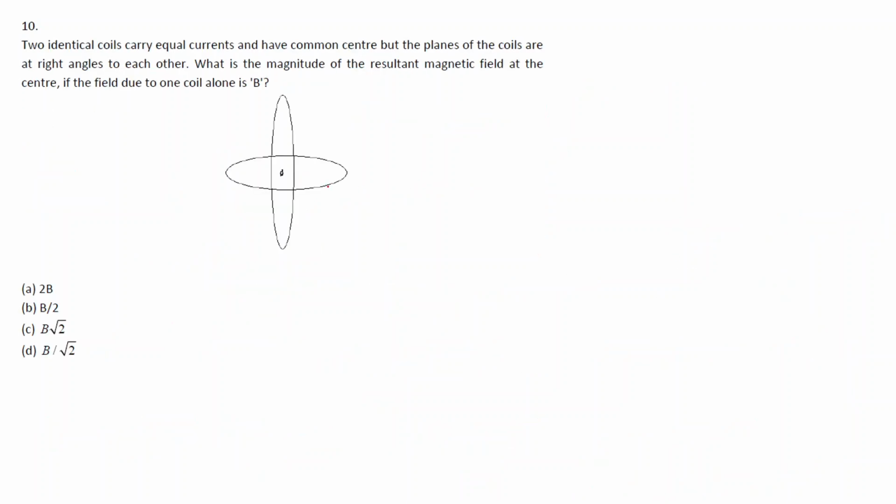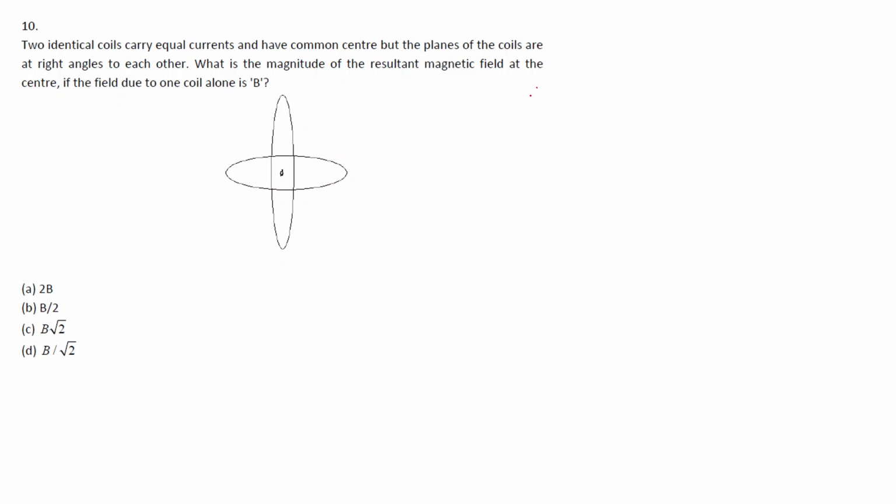Okay, so the next question is about two identical coils. These are the coils which are perpendicular to each other. We can see they are carrying equal current, means they are carrying same current and have common center here, but the planes of the coils are at right angles to each other. You can see the plane of these coils are perpendicular to each other. What is the magnitude of the resultant magnetic field at the center?